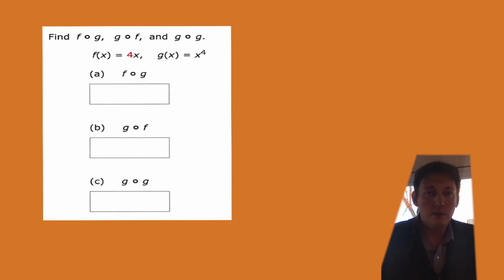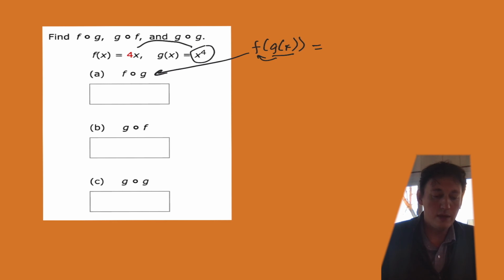The last 2 questions deal with composition of functions. In the first question, or in part A, you're asked to find f of g of x, which is just another way to write f circle g. So what we're going to do is take g of x and replace the domain of f of x with g of x. We're going to plug it into f of x. So as you can see here, we have 4, and then instead of x, I'm going to write my g of x, which is x to the 4th.